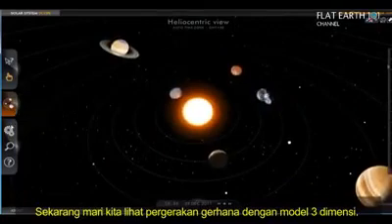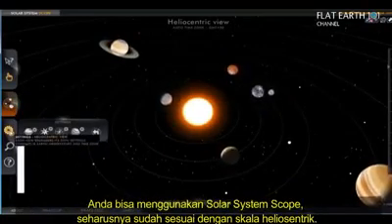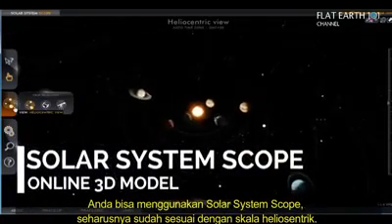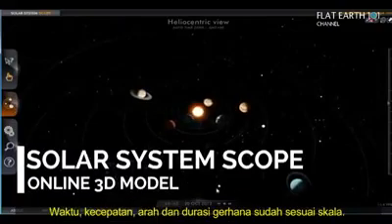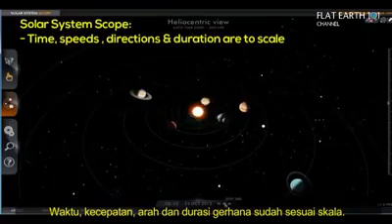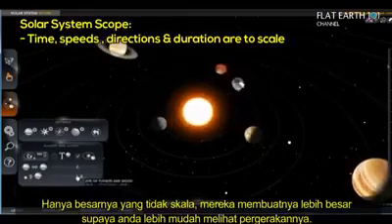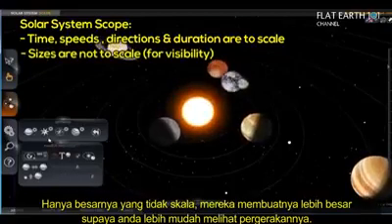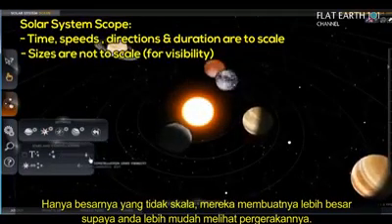Now let's see the eclipse movement with 3D model. You can use solar system scope. It's supposed to be correct according to heliocentric model. The time, speeds, directions, and eclipse duration are to scale. Only the sizes are not to scale. They make them bigger to make it easier for you to see the movements.